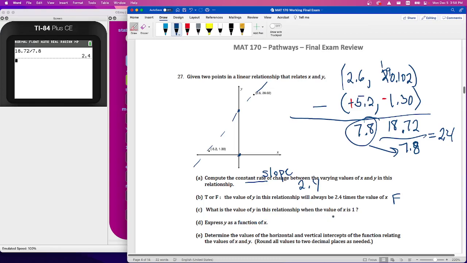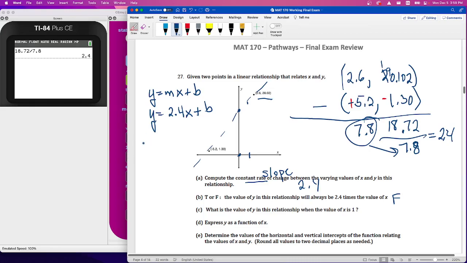What is the value of y in this relationship when the value of x is 1? So here's x. What is y's value here? Well, we've got the rate of change. So thinking of our equation, y equals mx plus b, we know the slope is 2.4. And all we have to do now is find what b is. Well, we can't tell from there. What we need to do is plug in one of the points. It doesn't matter. I'm going to use this one because they're both positive.